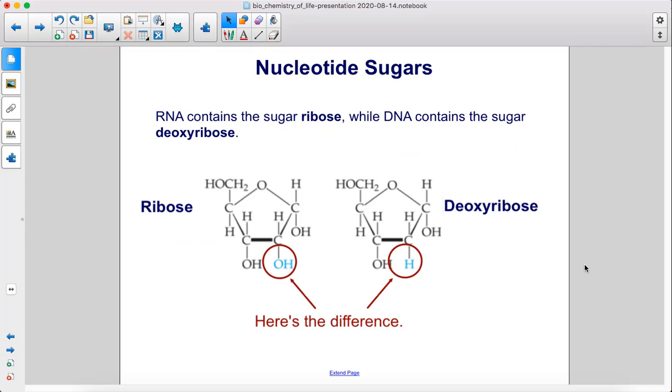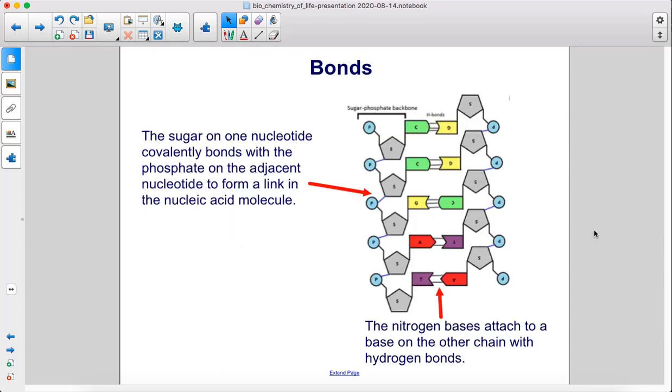RNA contains the sugar ribose, while DNA contains the sugar deoxyribose. Here is the difference. The sugar on one nucleotide covalently bonds with the phosphate on the adjacent nucleotide to form a link in the nucleic acid molecule. The nitrogen bases attach to a base on the other chain with hydrogen bonds.